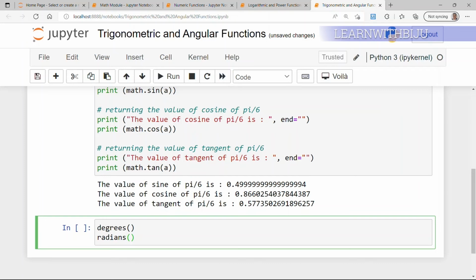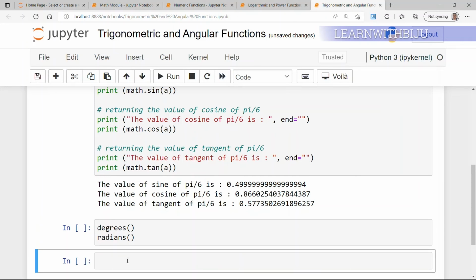So we have degrees and we have radians. The degrees function is used to convert an argument from radians to degrees, and the radians function is used to convert an argument value from degrees to radians. Probably you will be interested to see an example for this. Okay, let's see a small example.